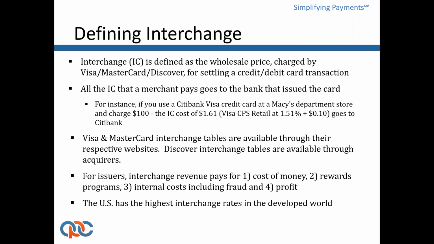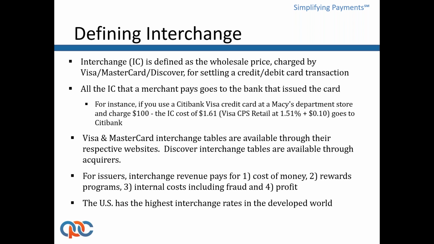And the biggest thing that interchange pays for is all the benefits that we as consumers get from using our cards. So today, if you're getting cash back, miles, points for using your card, all of those benefits are paid for by the interchange revenue that banks make whenever you use a card. So interchange pays for our rewards programs.